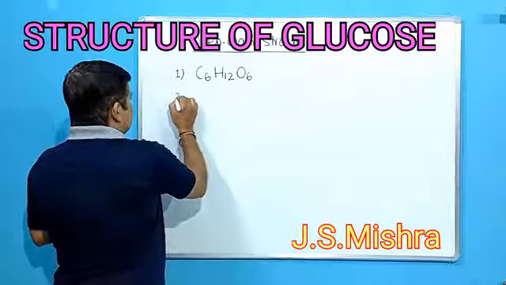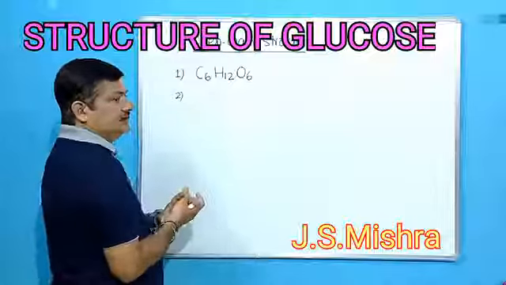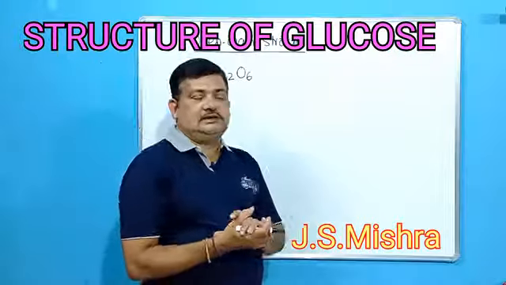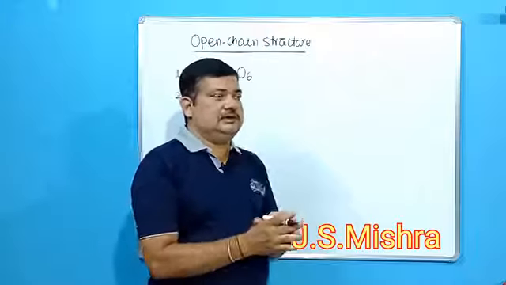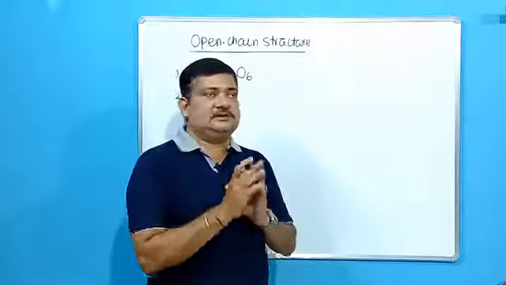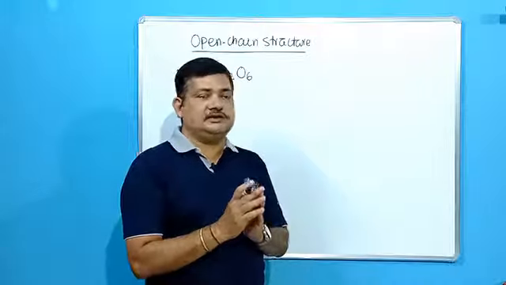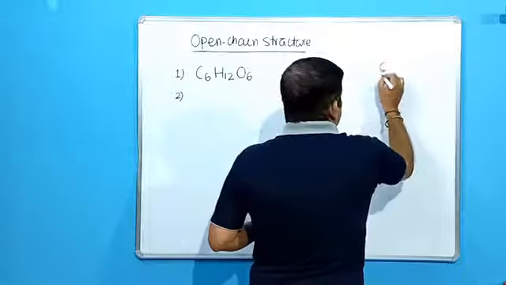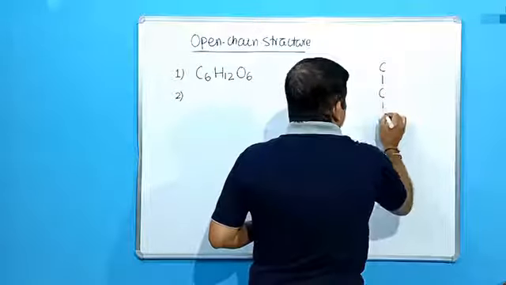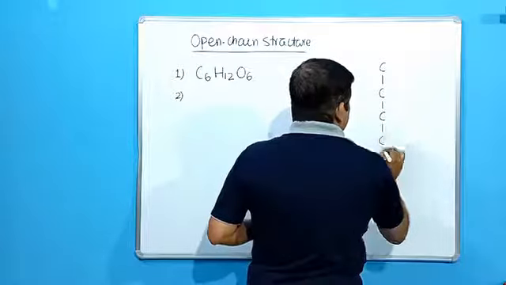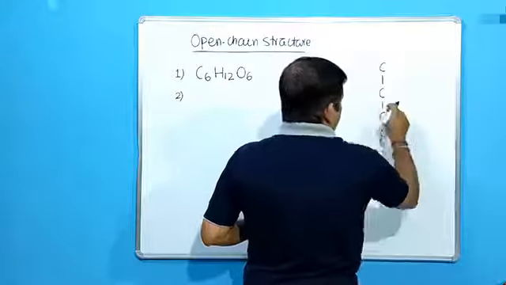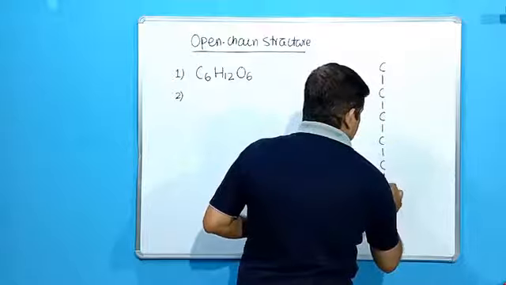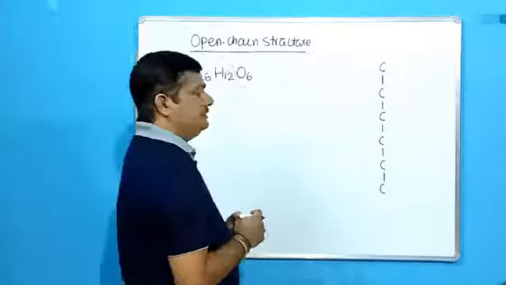Next, it contains a 6 carbon chain which has no branches. That means 6 unbranched carbon chain, like this. How was it proved?